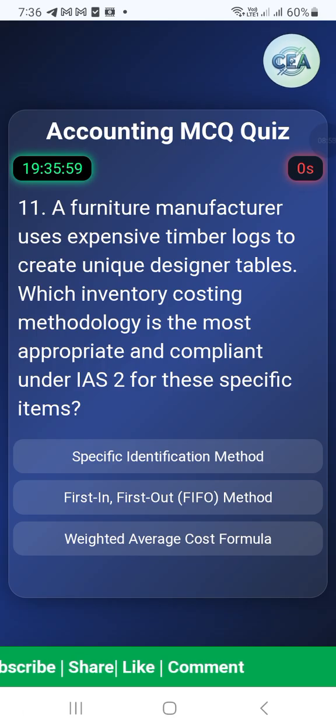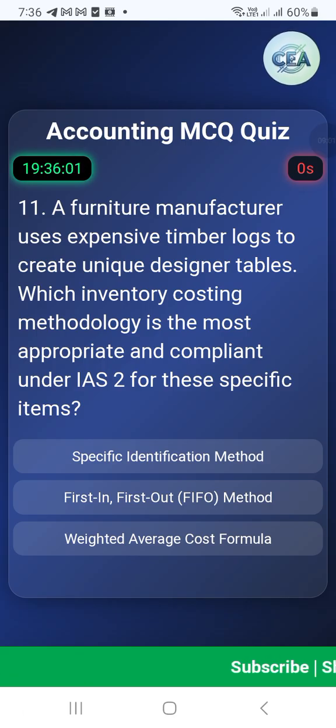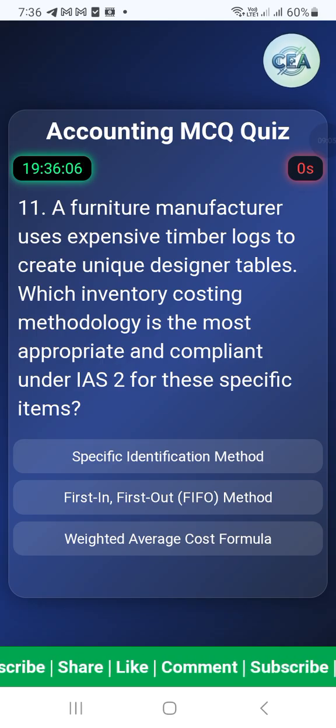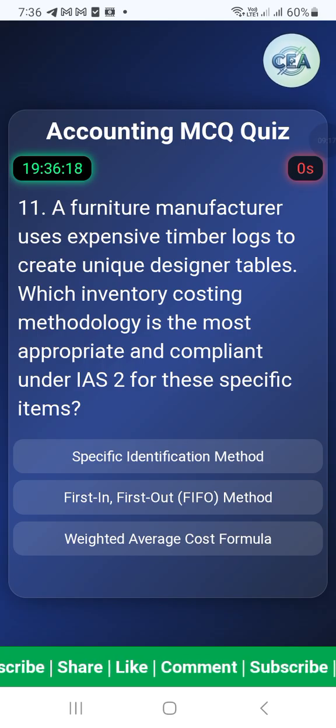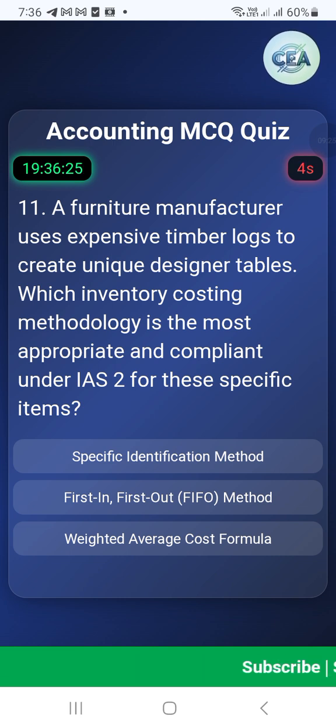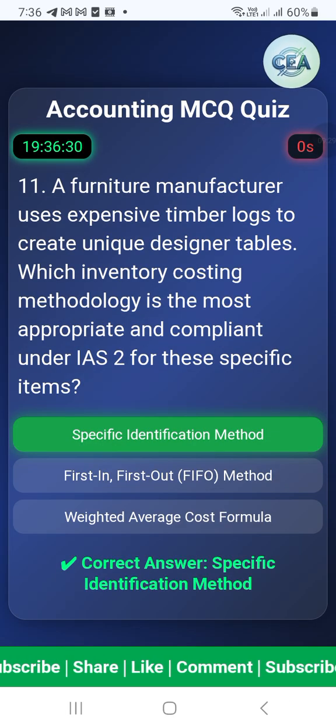11. A furniture manufacturer uses expensive timber logs to create unique designer tables. Which inventory costing methodology is the most appropriate and compliant under IAS 2 for these specific items? Option 1. Specific identification method. Option 2. First in, first out FIFO method. Option 3. Weighted average cost formula. Correct answer is specific identification method.